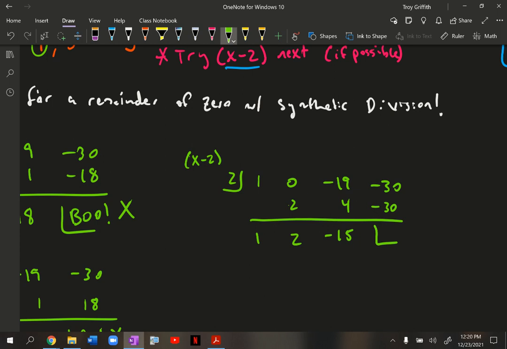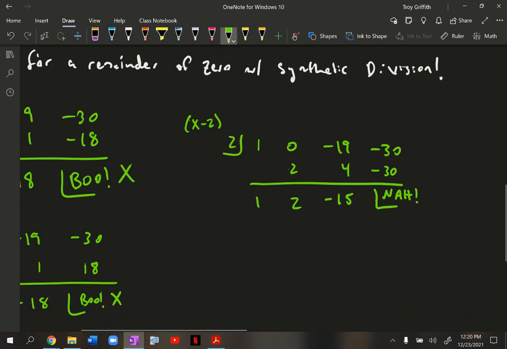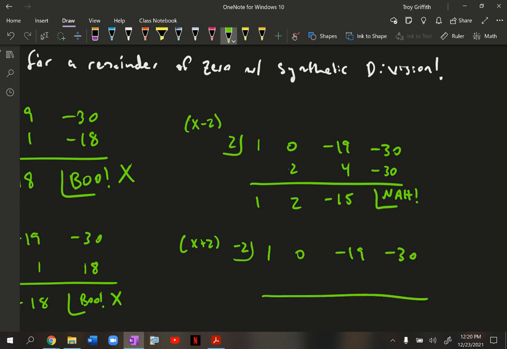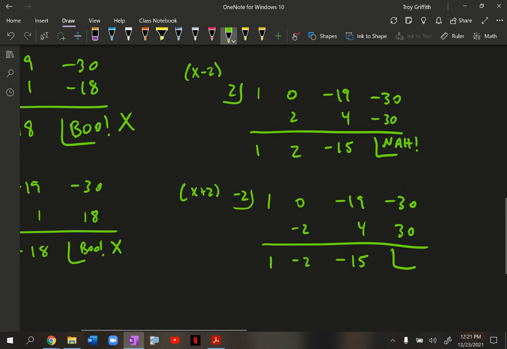Now, check this out. We're pretty close right here, but unfortunately, negative 30 plus negative 30 doesn't give me 0. That would only give me a 0 if that was a positive 30, but it does seem like we're getting closer. So maybe if we try x plus 2, maybe this will work. Let's try it. 1, 0, negative 19, then negative 30. Let's see what happens. So 1, -2. Okay, 0 plus -2 is -2. We go 4, -15. And fortunately for us, I get a remainder of 0, which is what I wanted.